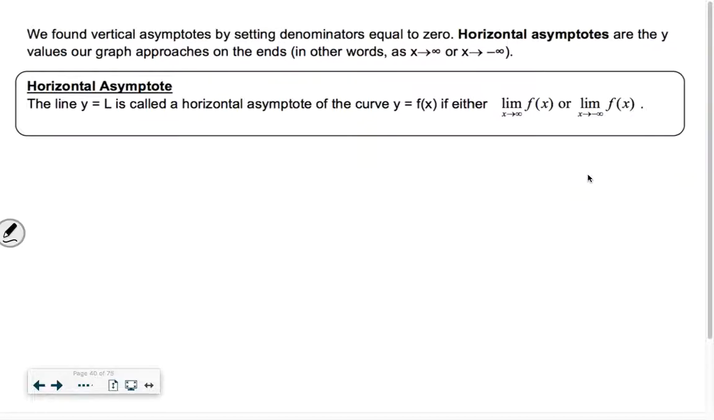So it says the line y equals L is called a horizontal asymptote if the limit as x goes to infinity is equal to L, or the limit as x goes to negative infinity is equal to L. I didn't say equals L here.